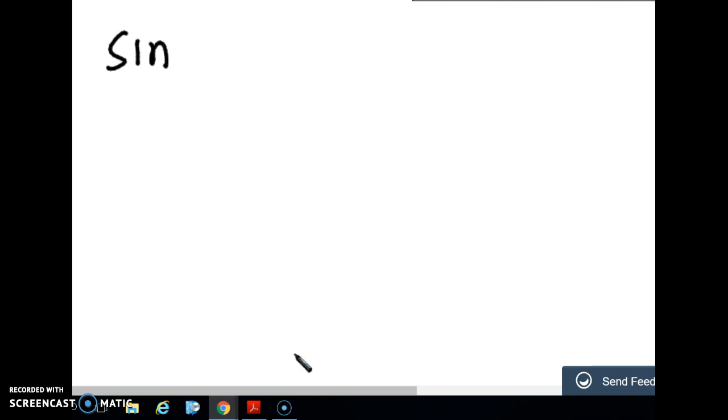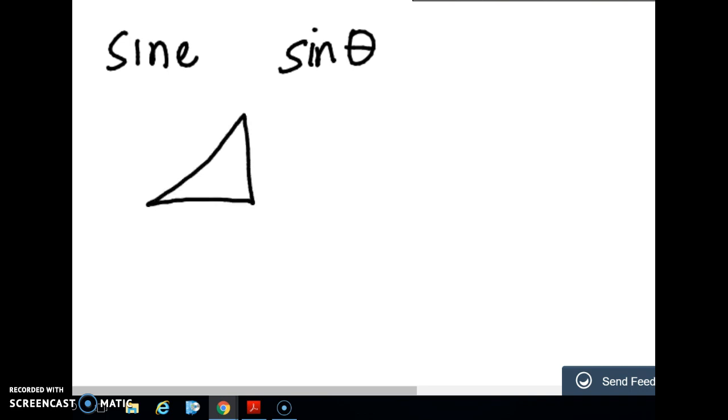Sine is represented by the letters sin, and the sine of theta. In the example on page 4, our triangle looked like this, here was our right angle. This side was x, this side was y, and this was our r. And here is theta.